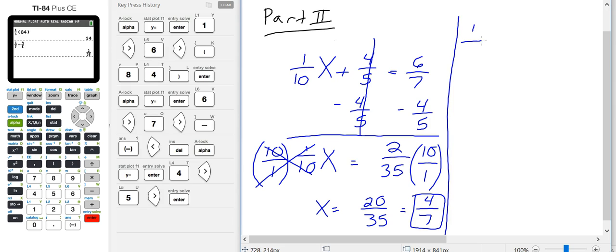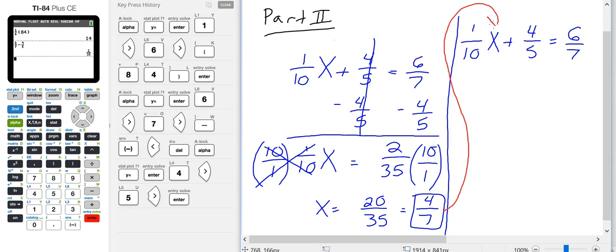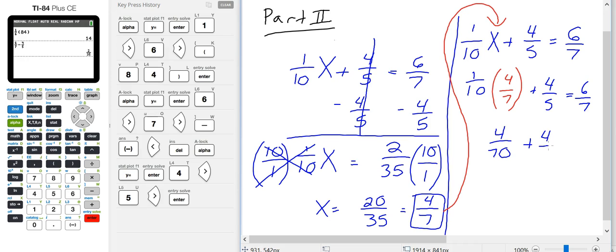The original equation was 1 over 10x plus 4 over 5 is equal to 6 over 7. And we're going to plug in the answer that we got for x. Plug it in right over there and see if it makes sense. 1 over 10 times 4 over 7 plus 4 over 5 is equal to 6 over 7. 1 over 10 times 4 over 7 is 4 over 70 plus 4 over 5 is equal to 6 over 7.